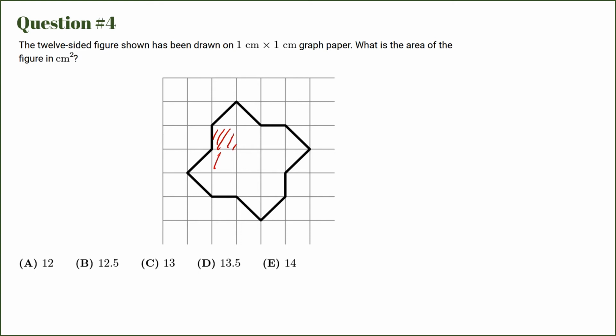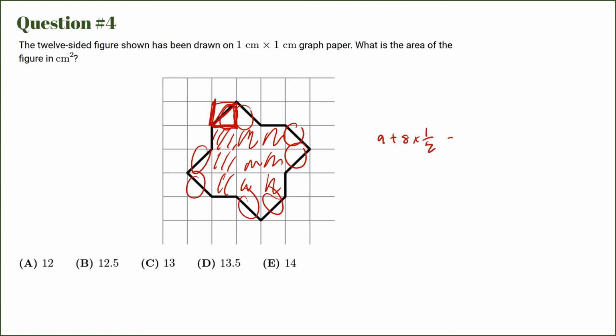So there's 1, 2, 3, 4, 5, 6, 7, 8, 9. 9 of those. And then each of these triangles is 1/2 because it's half of one of these squares. So that's 1, 2, 3, 4, 5, 6, 7, 8. 8 times 1/2. So that equals 9 plus 4, and that equals 13. So the area of the figure is C, 13.